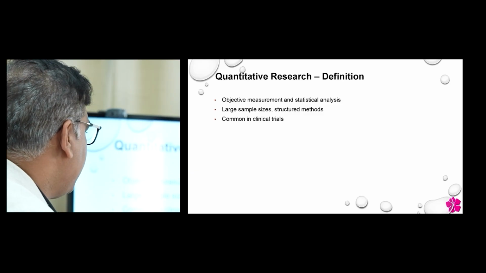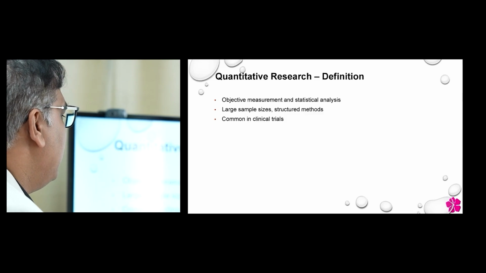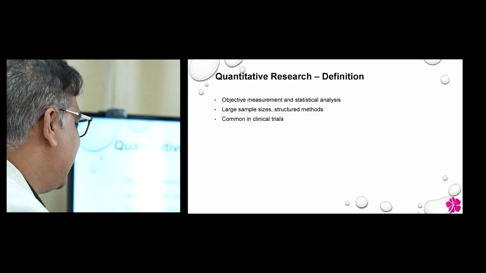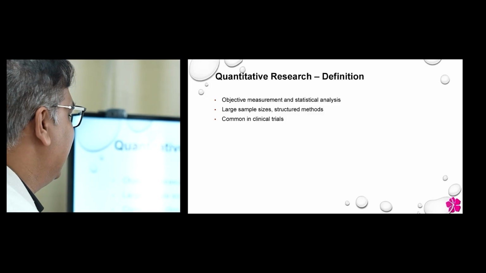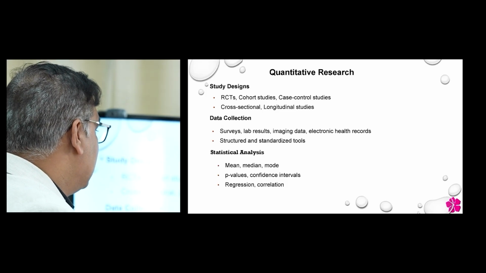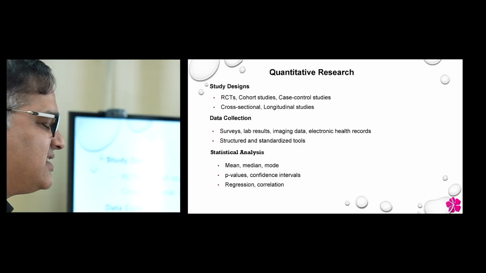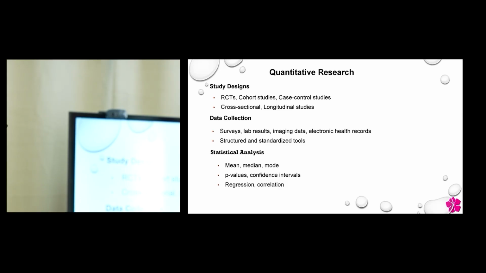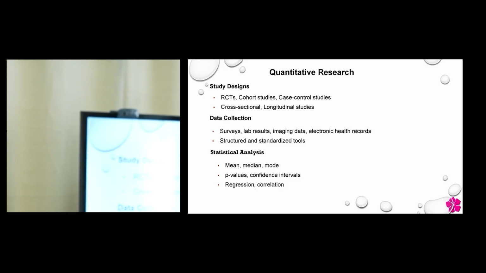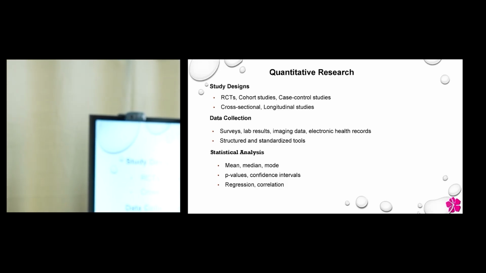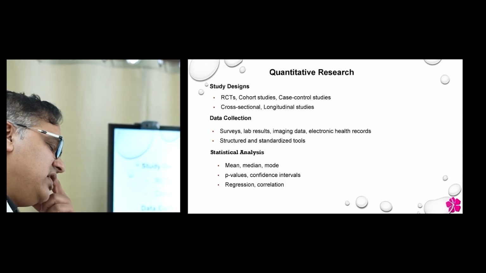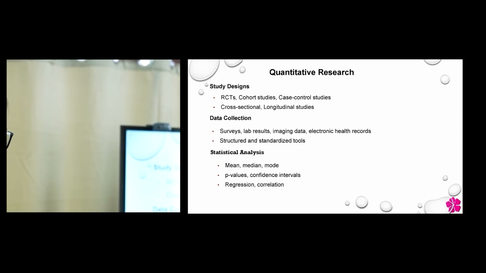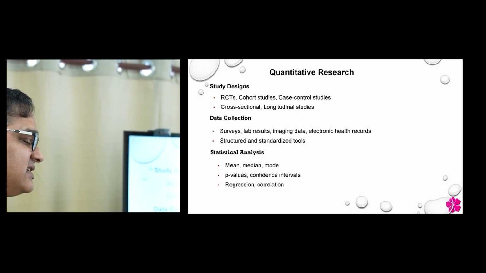Next. In quantitative research, we do objective measurement and statistically analyze it. It usually has a large sample size and structured method, and is common in clinical trials. Study design is usually RCT, cohort studies, or case control studies. It can be cross-sectional or longitudinal. Data collection is usually done by surveys, lab values, imaging data, and electronic health records, and we use structured and standardized tools. For stats, we usually use mean, median, mode, p-values, confidence interval, regression, correlation.